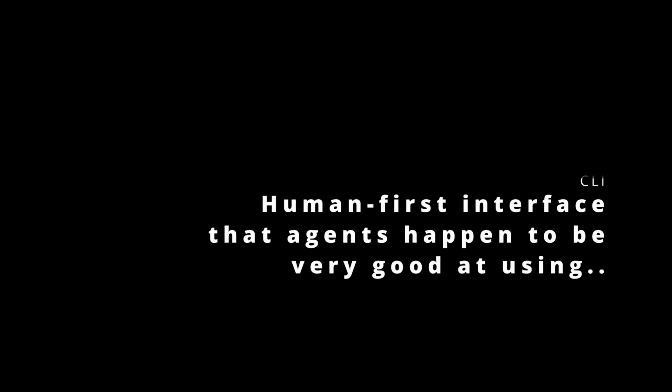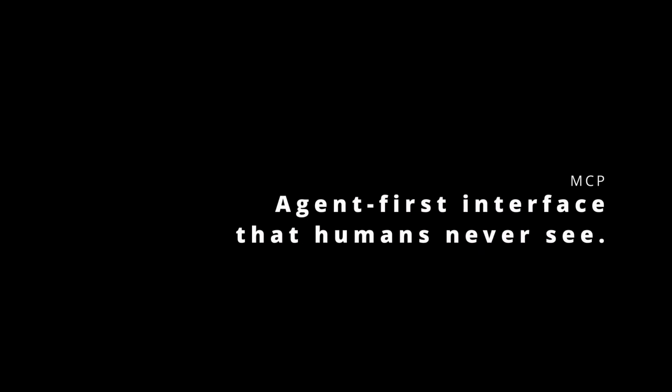Here is the one sentence I've mentioned that is worth writing down. A CLI is a human-first interface that agents happen to be very good at using. MCP, on the other hand, is an agent-first interface that humans never see. Everything you just watched in the opening of the video, and every trade-off in this video, basically falls out of that sentence. But to see why, you need at least one concept almost every CLI versus MCP take skips. Skipping it is why those takes go in circles.